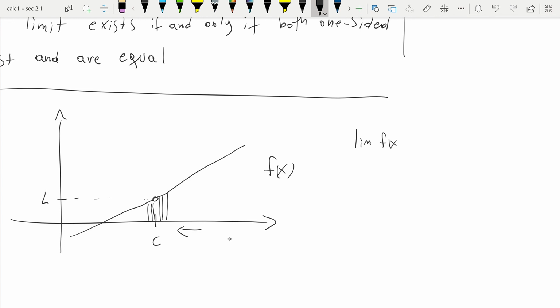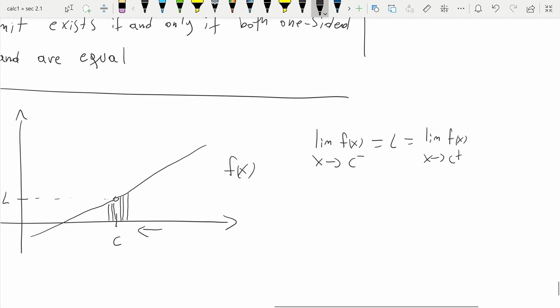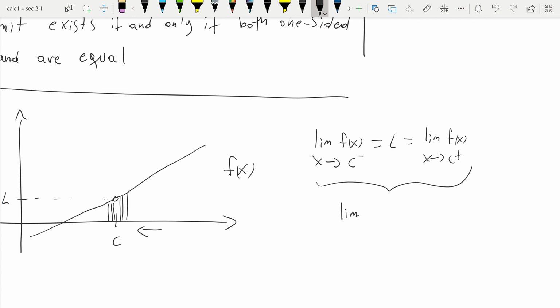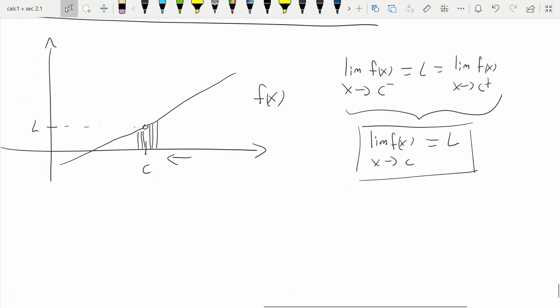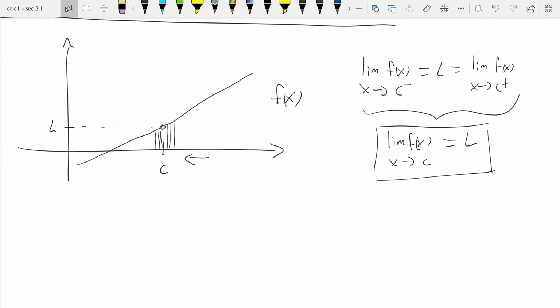So in this case, the left-hand limit of f of x is L, which happens to be the same limit as x approaches c from the right, and then they're both equal to the actual limit of f of x as x approaches c. So there's no need to talk about right or left hand limits anymore, because these two left and right hand limits approach a certain number, and they're the same number, and so the whole limit exists.